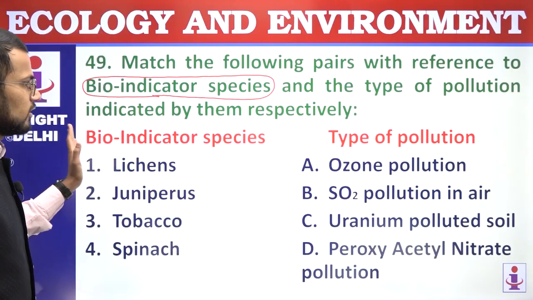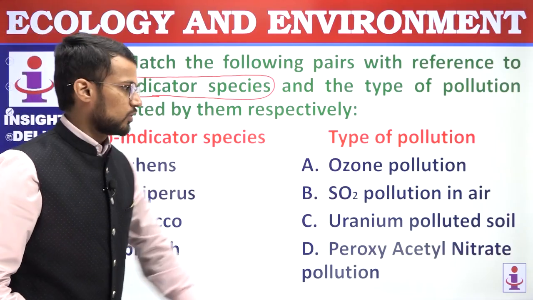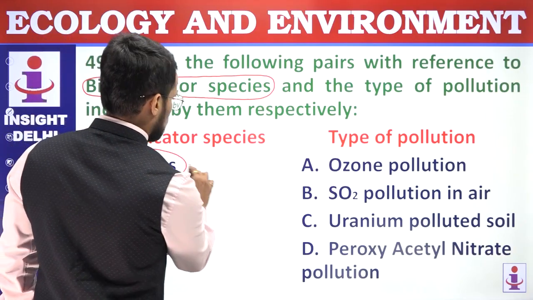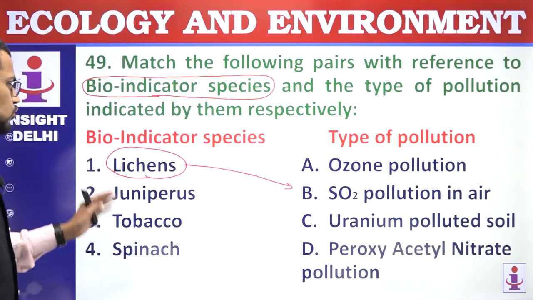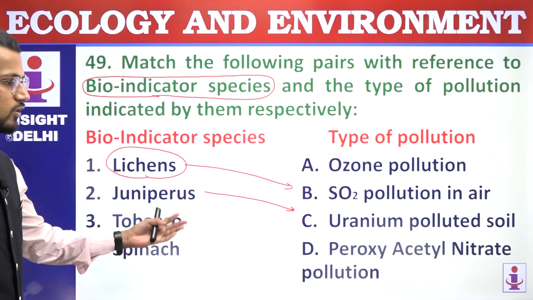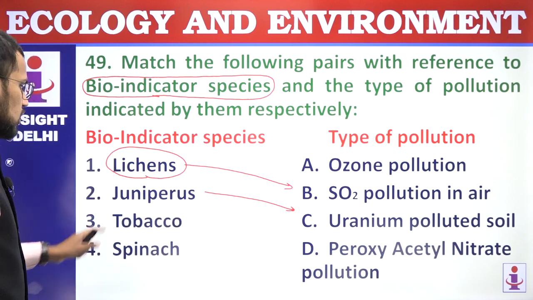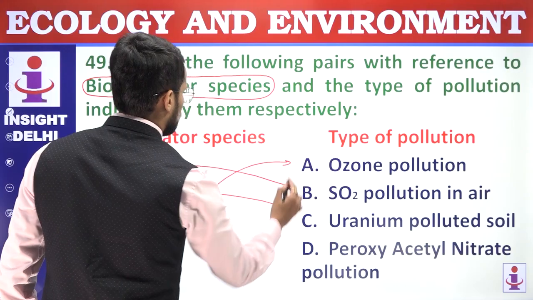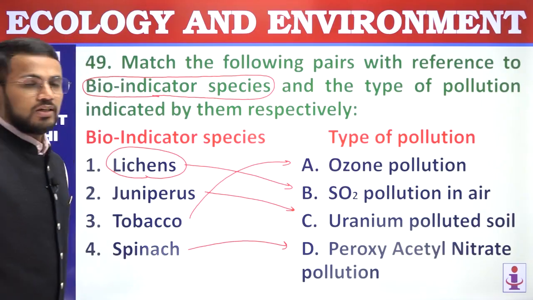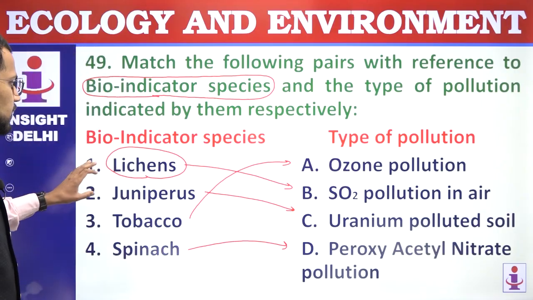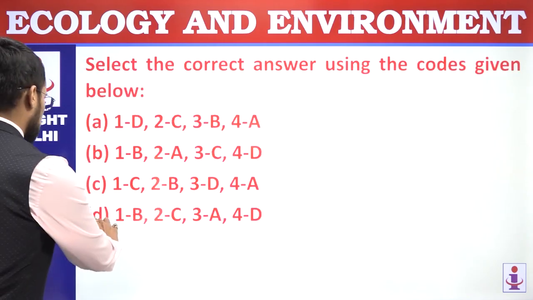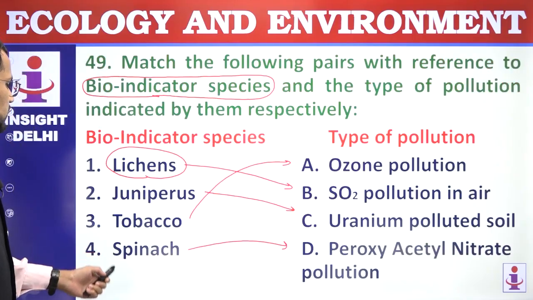On one hand, we have bioindicator species, and on the other, the type of pollution. So lichens are used for the identification of SO2 pollution. So it should be matched with B. Then juniperus is used for uranium polluted soil to identify whether a soil is polluted with uranium or not. Tobacco is used for ozone pollution, and spinach is used for peroxyacetyl nitrate pollution. So the correct answer should be BCAD, which is mentioned in option D. So question number 49, answer is D.